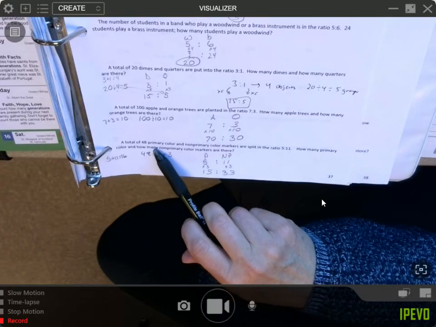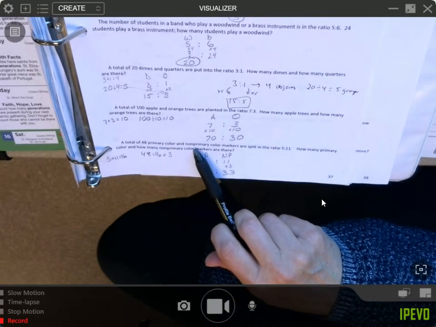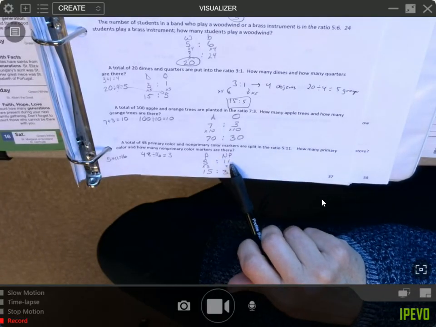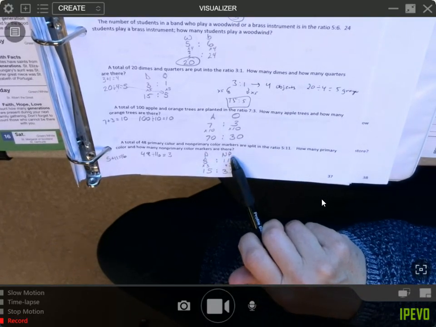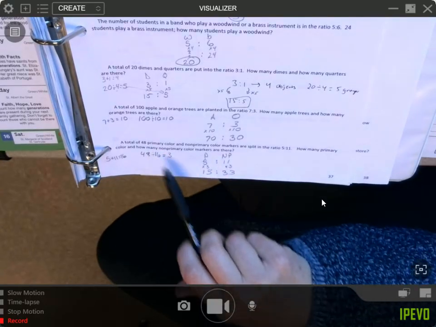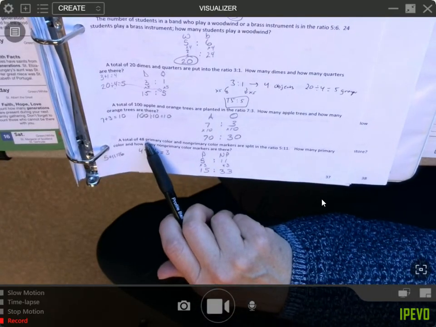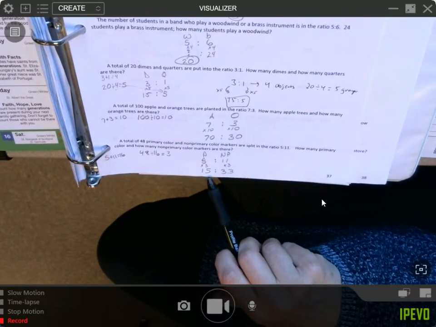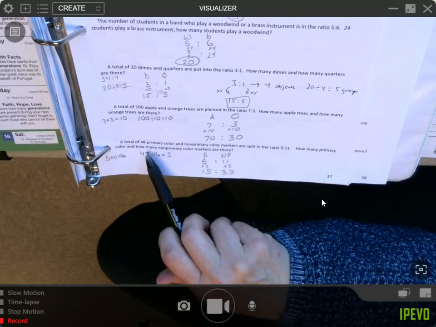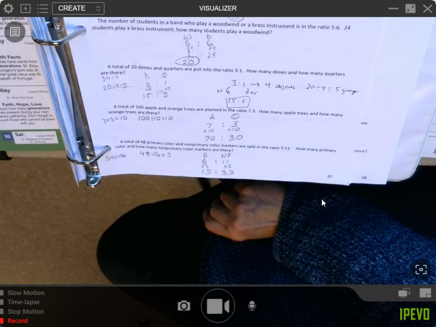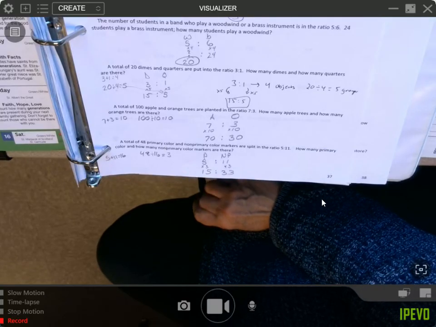Now, a total of 48 primary colors and non-primary colors are split into a ratio of 5 to 11, primary to non-primary. How many of them are there? So I need to add together to get to 48. If I multiply each side by 3, I get 15 plus 33, which equals my 48. So 15 primary, 33 non-primary.